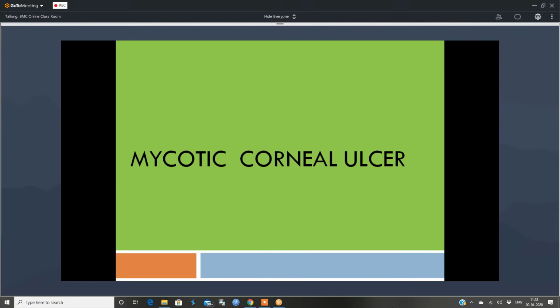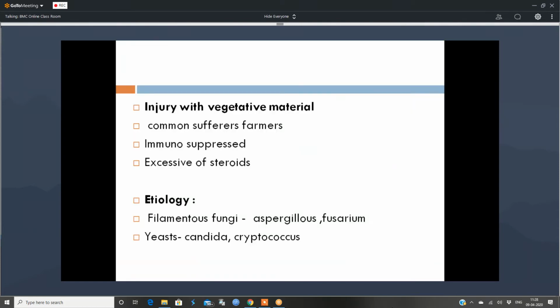Now we will quickly go through mycotic ulcer. What is mycotic ulcer? It's nothing but fungal keratitis. If there is a corneal ulcer caused by a fungal organism, then it is called fungal keratitis. In general, all ulcers present with the same symptoms and signs, that is, pain, redness, watering, photophobia, and seeing a white opacity over the cornea. But fungal ulcers have some specific features which I will be highlighting now.